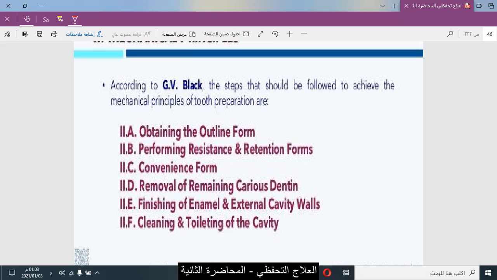Mesially and distally, we go through in continuation of the pits and fissures, ending 2 millimeter before the mesial marginal ridge and 2 millimeter before the distal marginal ridge, which gives the dovetail. The dovetail also gives the retention for the restoration. It gives the retention and the resistance for the restoration. The dovetail, the mesial and distal dovetail. Okay.